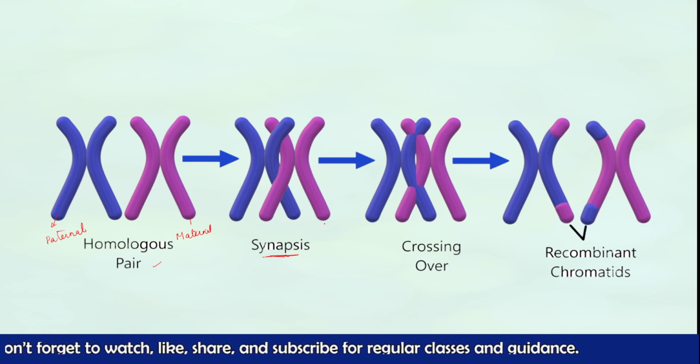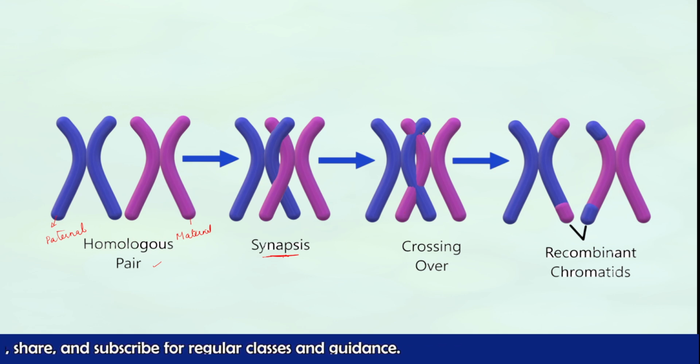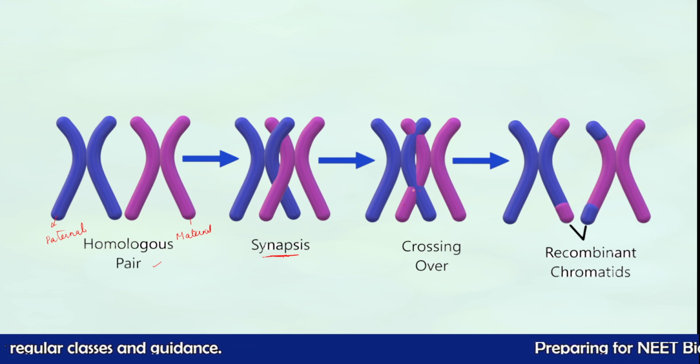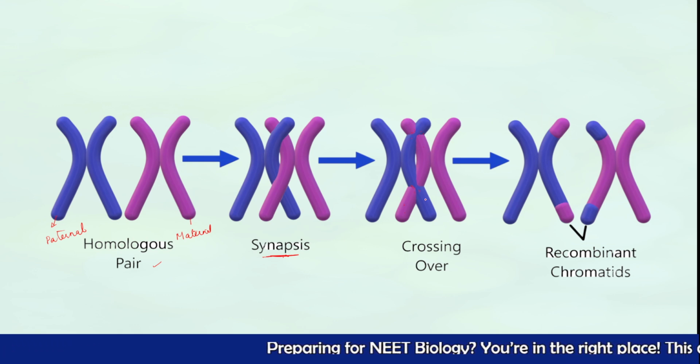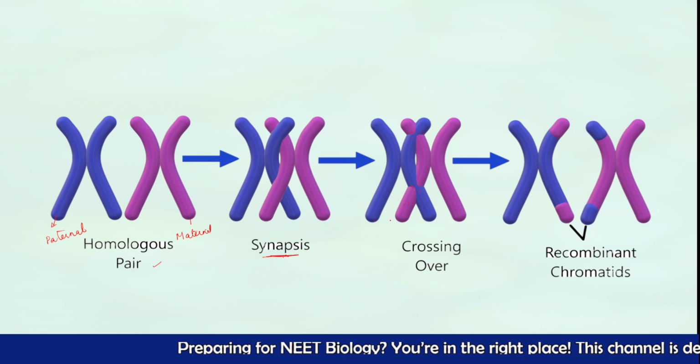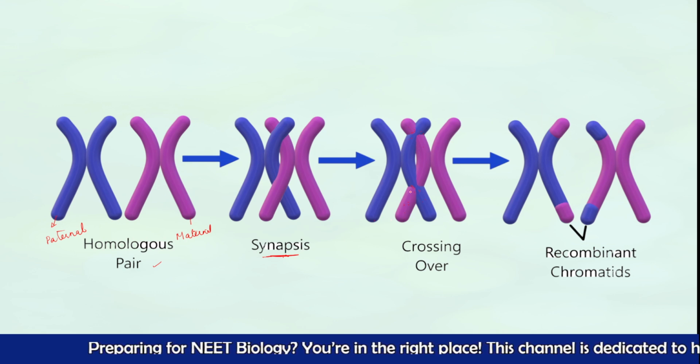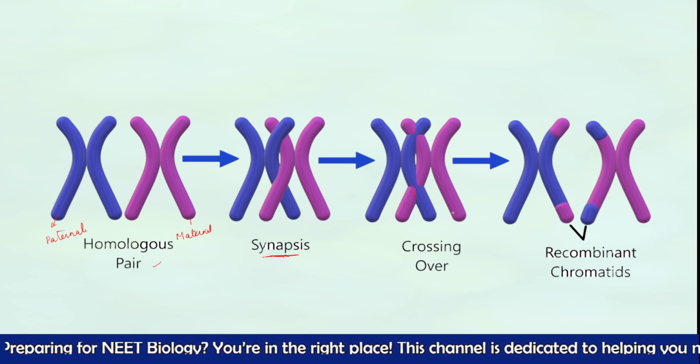After that, what happens in the next stage? They cross over each other. Crossing over takes place, and there is a breakage of the chromatids, and then they exchange their parts. So the blue chromosome exchanges some part with the pink colored chromosome.